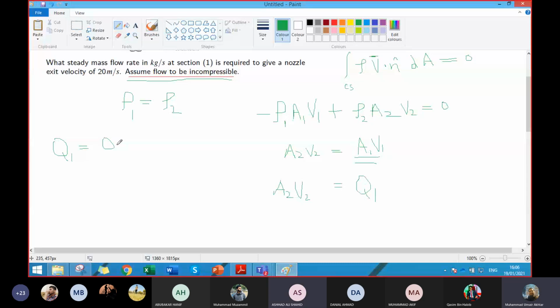And now you need to calculate the mass flow rate at point 1. How will you calculate the mass flow rate? You will simply multiply: m dot 1 would be equal to density into Q1, and density of the water is 1000, so we'll simply multiply it with 1000. So that would be 1000 multiplied by the answer, it's 25.12, and the units would be kg per second. So is it clear? Any question in this problem?